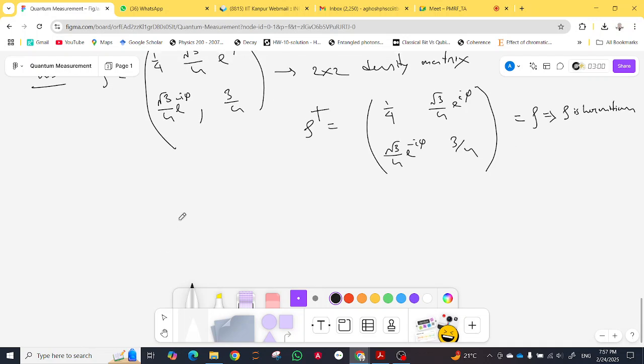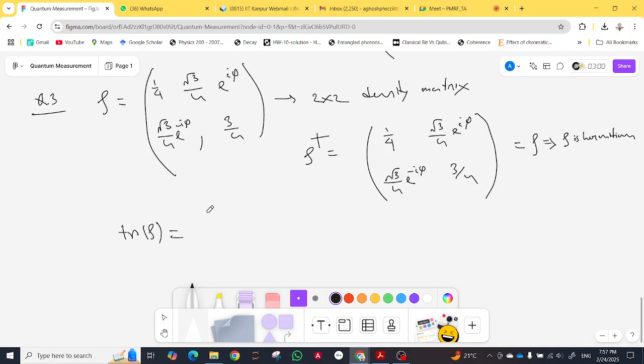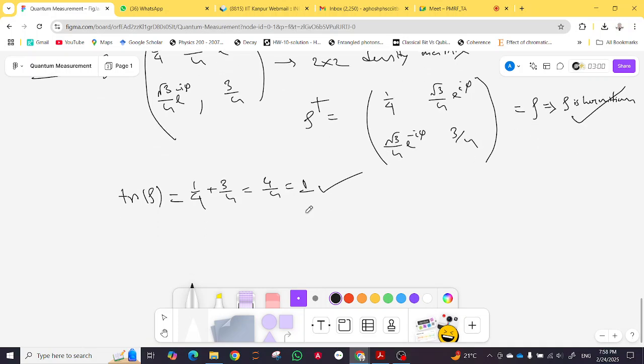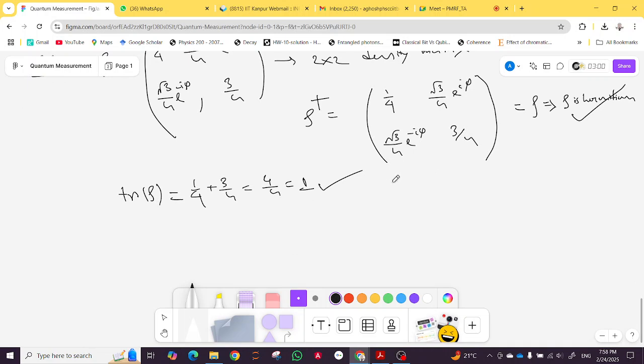Second thing is you have to check the trace. Trace of rho would be given by 1 by 4 plus 3 by 4, so this is 4 by 4 equals 1. So trace of rho is 1, and rho is Hermitian. That means rho is a valid density matrix. These two are important. So these two imply rho is a valid density matrix.